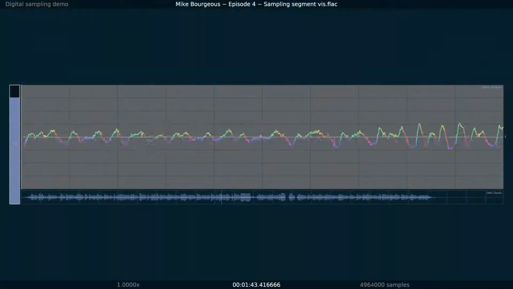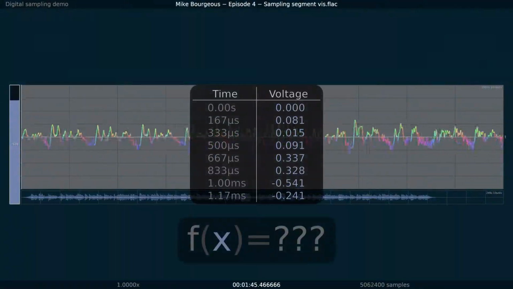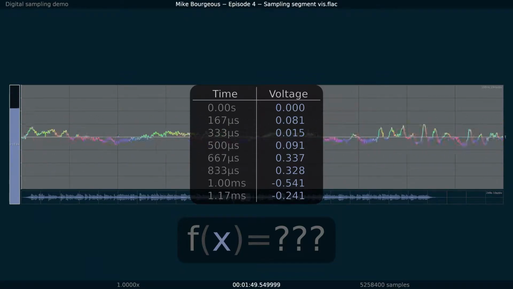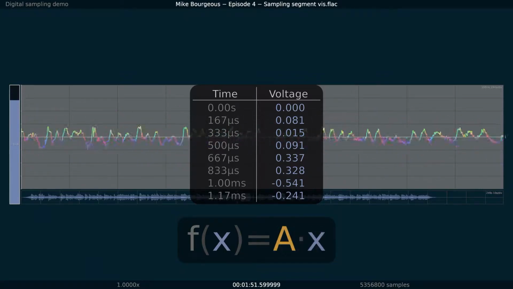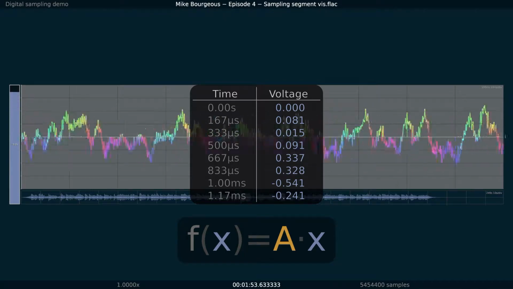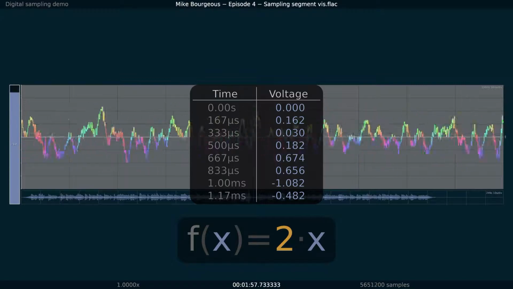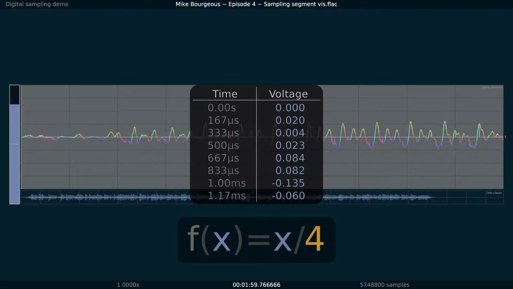Digital sound is incredibly useful to us because we can use math to transform the sound virtually limitlessly. For a simple example, we can multiply every sample by a constant value to change volume, either louder or quieter.